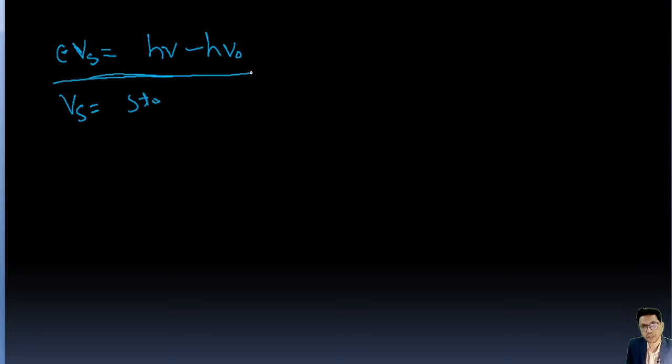Here also there is a stopping potential, and I'll explain that as well. The stopping potential is given by the formula K equals eV_s. This is the stopping potential, and this is also a very important formula.